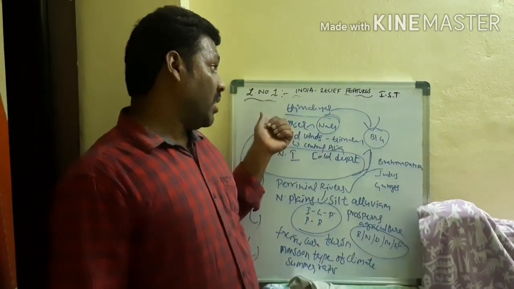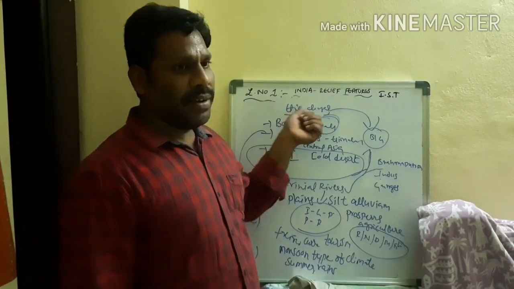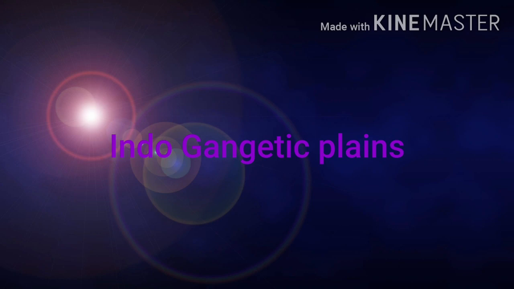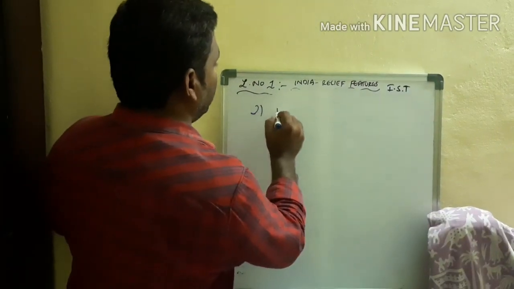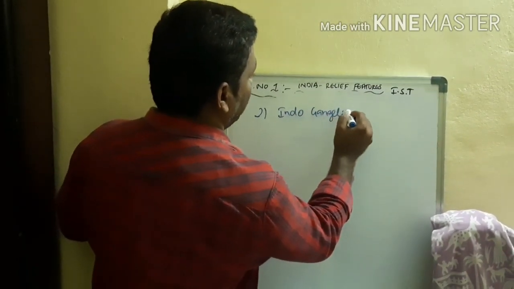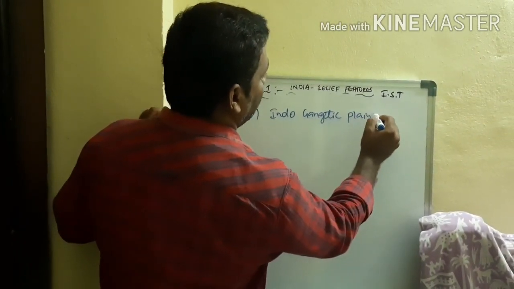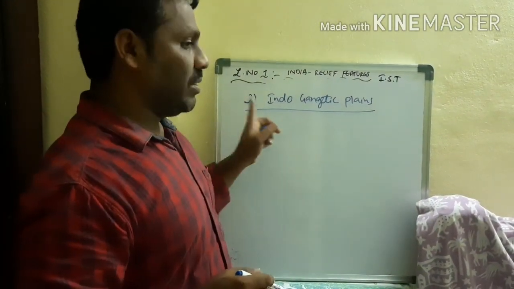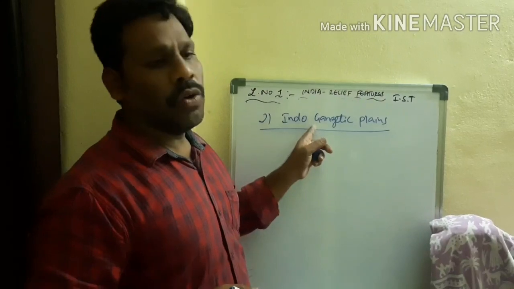This is the importance of the influence of the Himalayas on Indian agriculture and the climate of India. Second one, Indo-Gangetic plains. The first one we discussed just now, the Himalayas: Himadri, Himachal, Shivaliks. Now the second one, Indo-Gangetic plains.